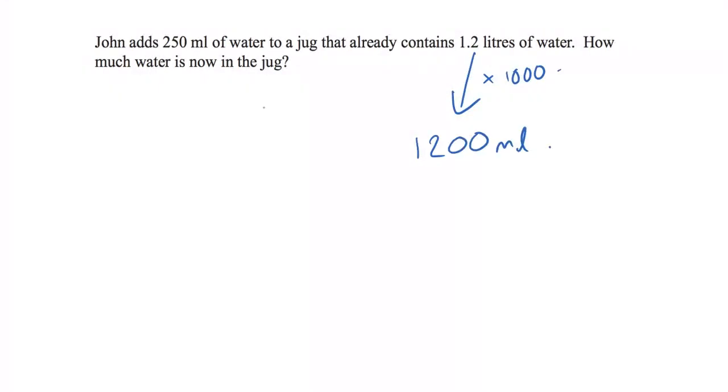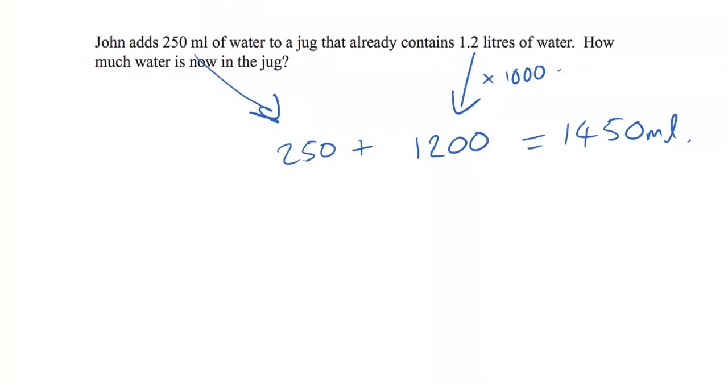So what I've got to do is 250 plus 1,200. Now, if I do that, I'm going to have 1,450 milliliters. Now, we're not asked to give a specific unit, but if I wanted this in terms of liters, it would be 1.45 liters, because I'd just divide by 1,000.